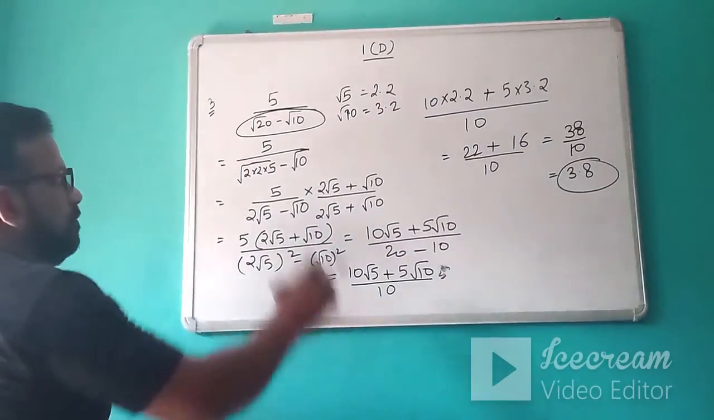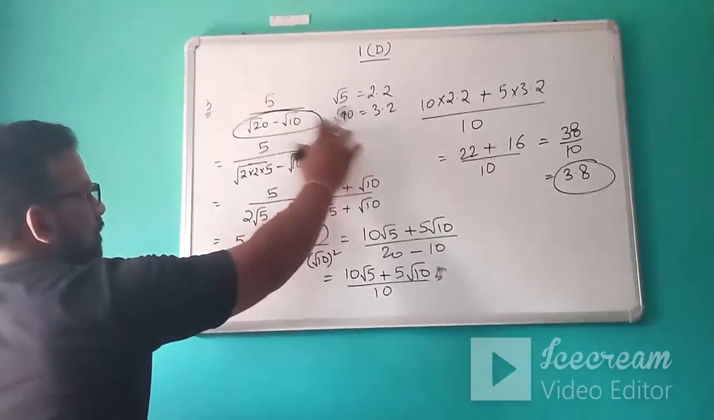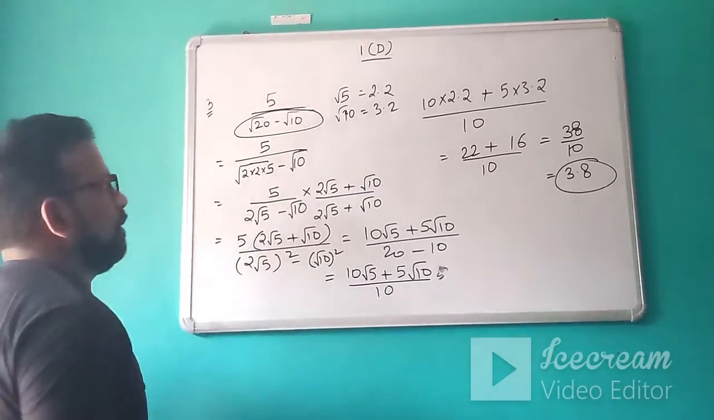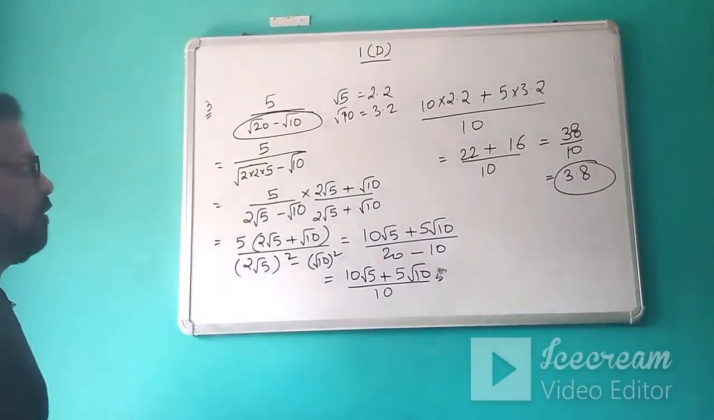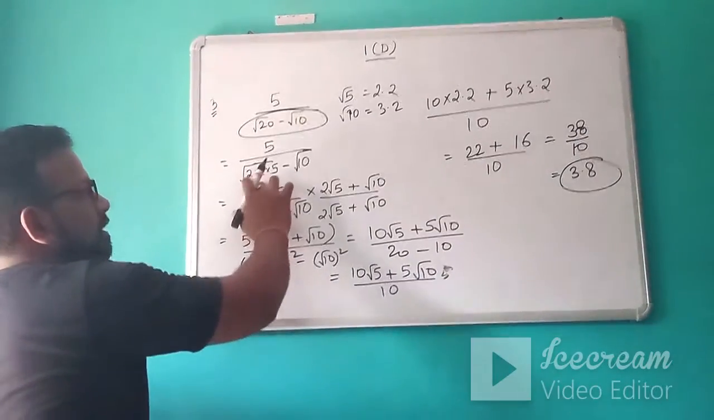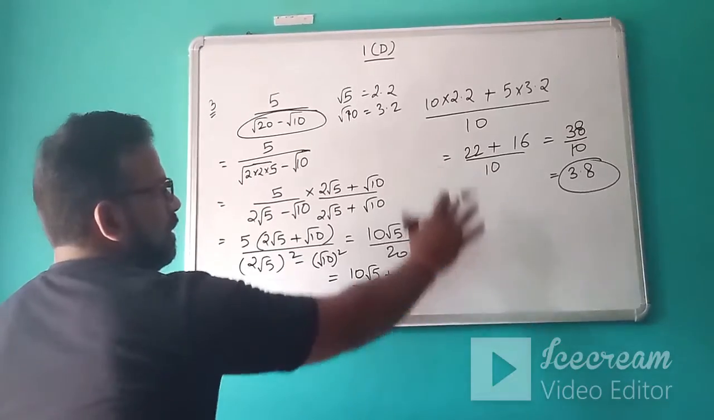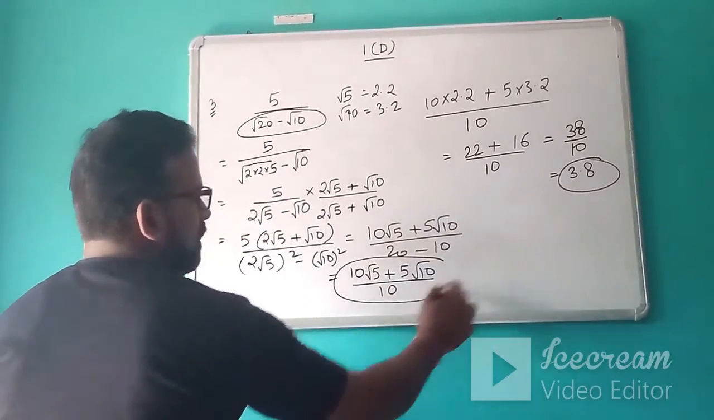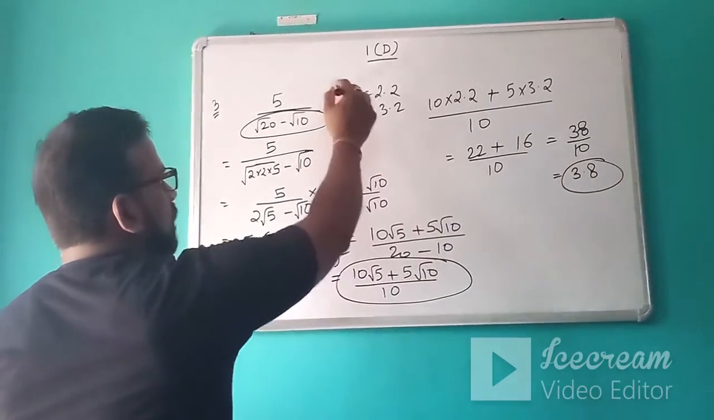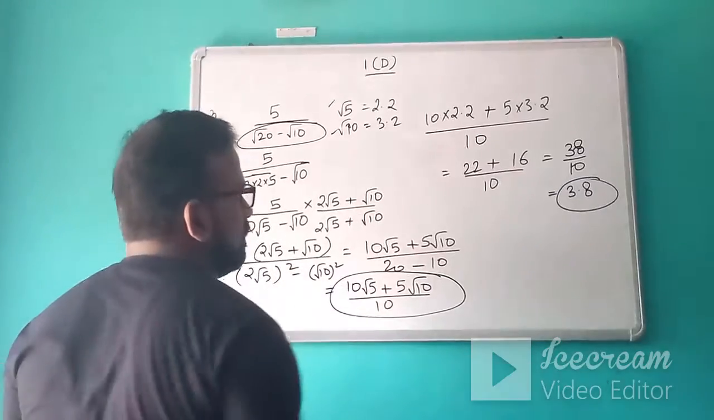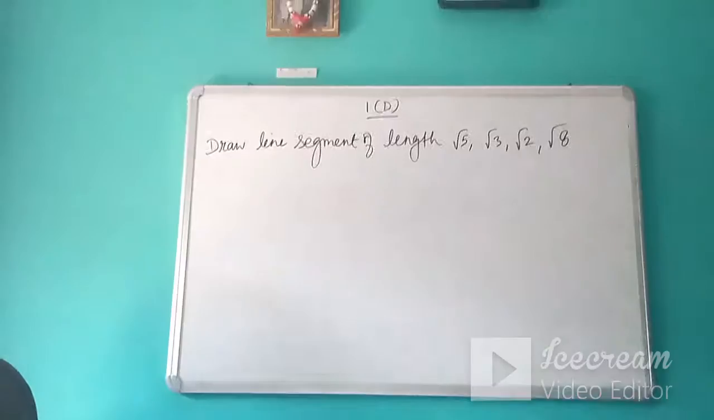If you directly put the values, you don't have the value of root 20 with you. So for that we have to simplify this so that we get a rational number in the denominator. Then you will get this expression, and in this expression you will put these values and you will get the answer 3.8.